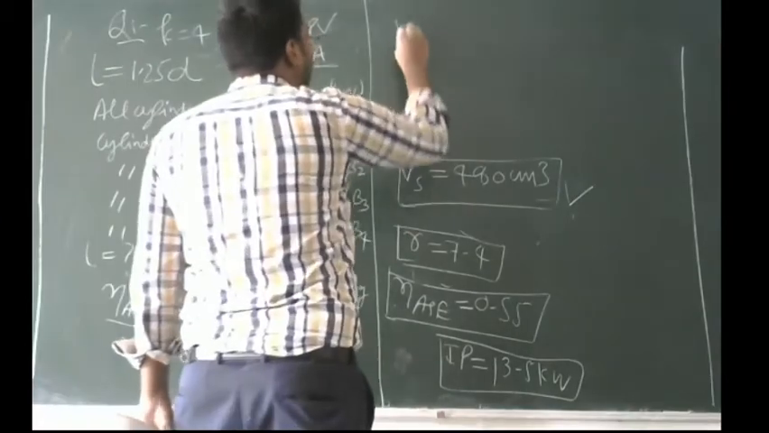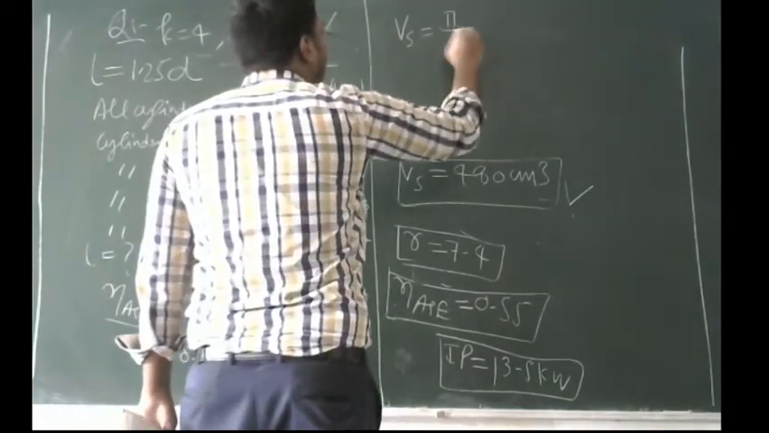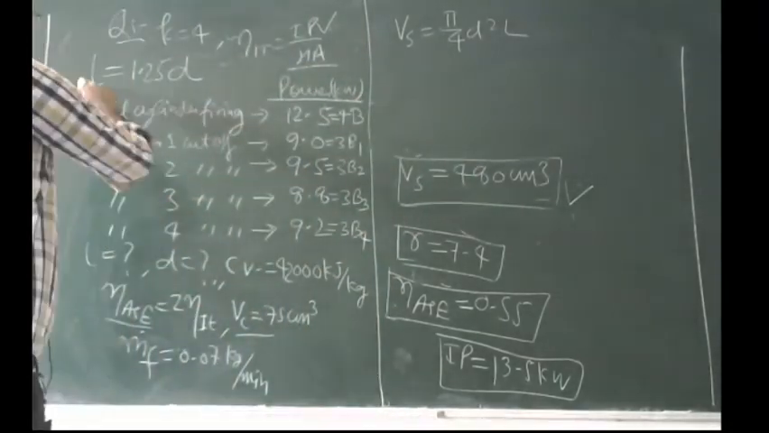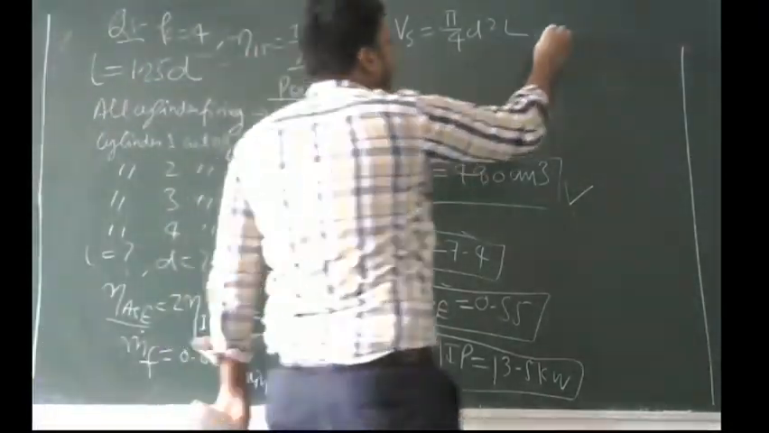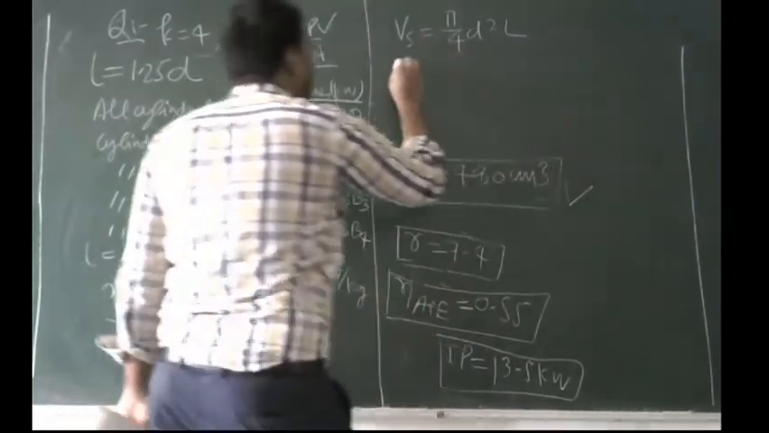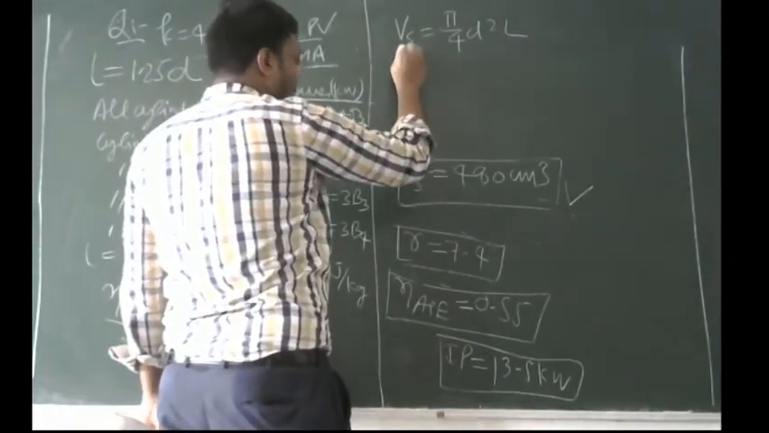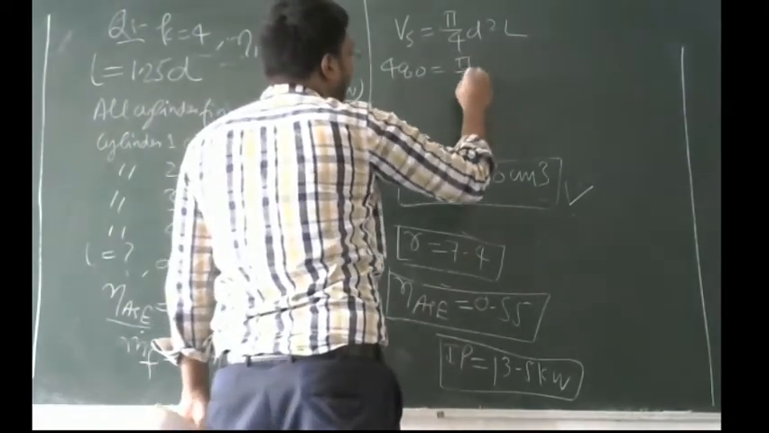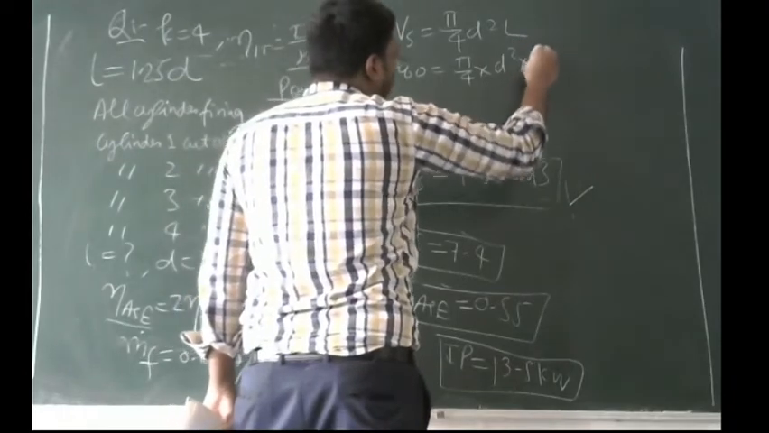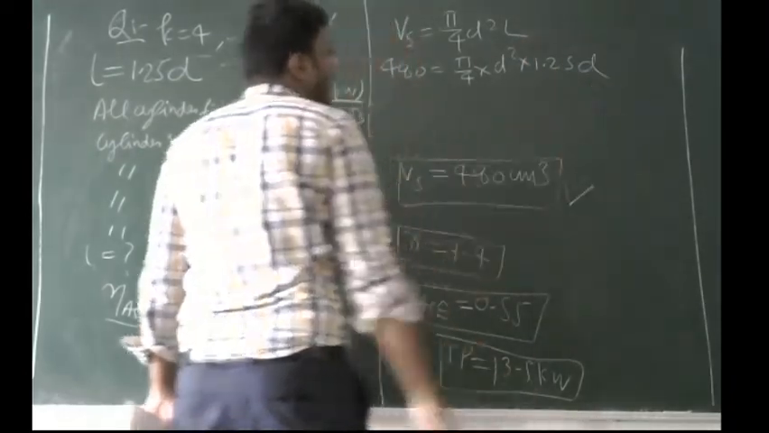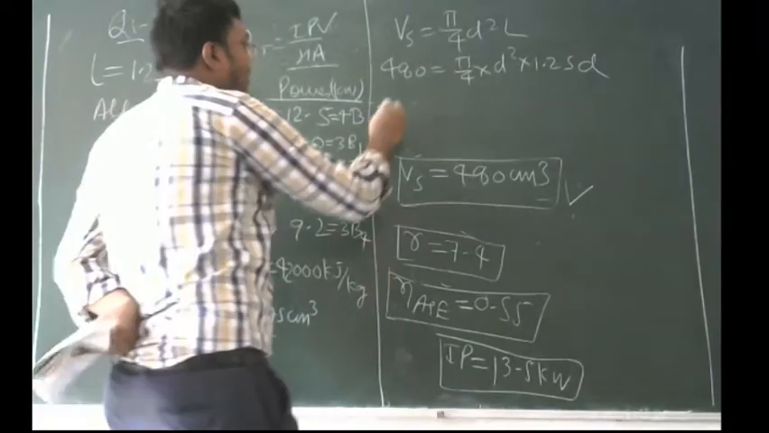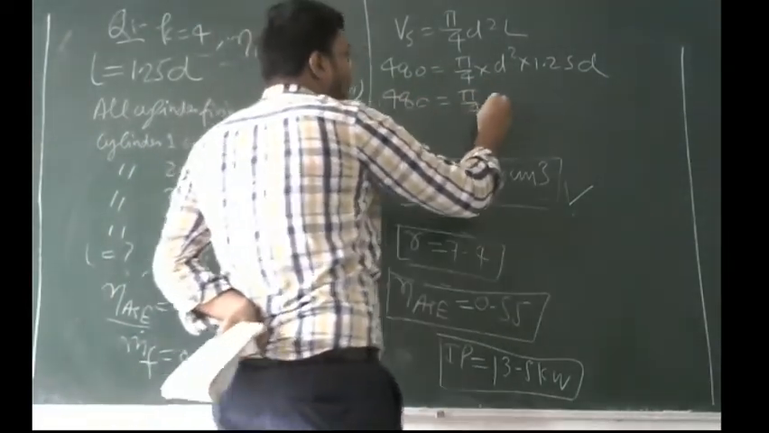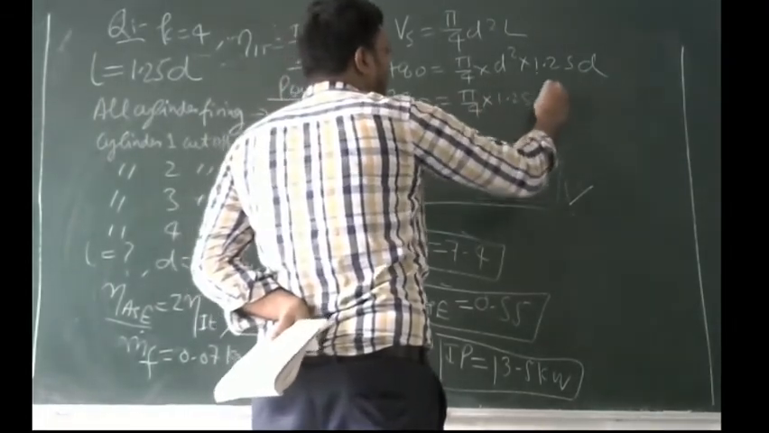Now Vs is equal to pi by 4 d square L, and it is given in the question that L is equal to 1.25 d. So we put that here. The value of Vs is 480, which is equal to pi by 4 into d square into 1.25 d. So it will come as 480 is equal to pi by 4 into 1.25 d cube.